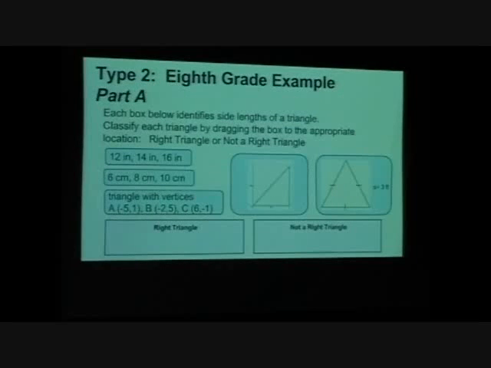So this is an 8th grade example of a type 2 question. In the first part of the question, the students need to drag different representations of triangles into two boxes and classify them as either right triangles or not right triangles. As you can see, we have just side lengths, vertices, and graphical representations of the triangles as well.